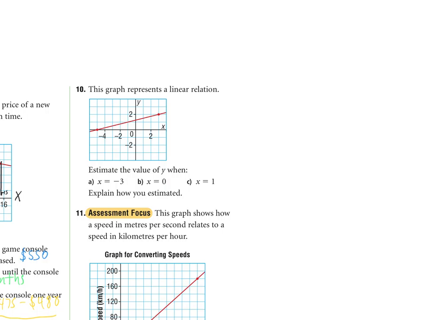Okay. So, this is what I can do. I can make my first value, so for 10a, x equals negative 3. I find negative 3 right here on the x-axis, and I go up, and I go straight across to here. And I know that that is about halfway between 0 and 1. So I can estimate that y equals 0.5, or if you want to write it, 1/2, depending if you want the decimal or the fraction.